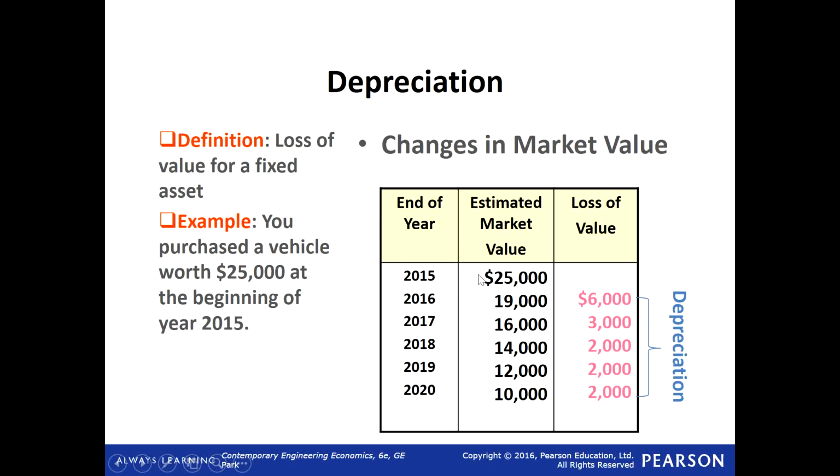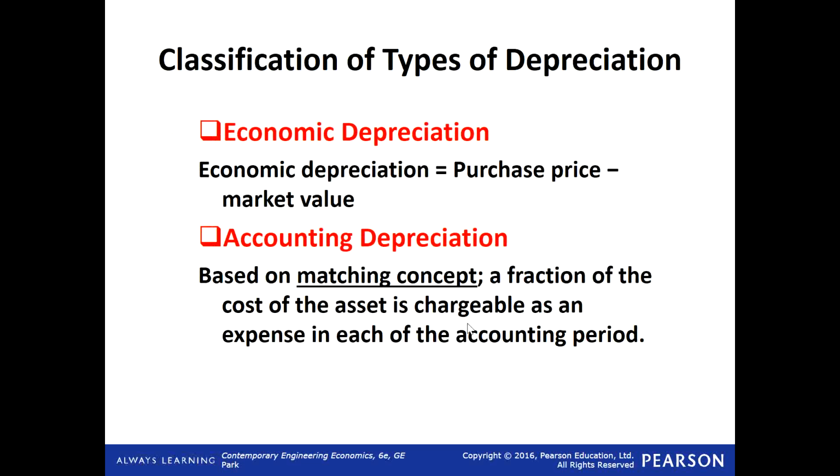When it was new, it was 25. Next year, you can go and sell it for 19,000. So there is a loss in value of 6,000. This is what we call depreciation. Why does a car depreciate? We all know, because time has passed, because of its usage. It could be anything for any asset. Depreciation can be of two types, which we call economic depreciation and accounting depreciation.